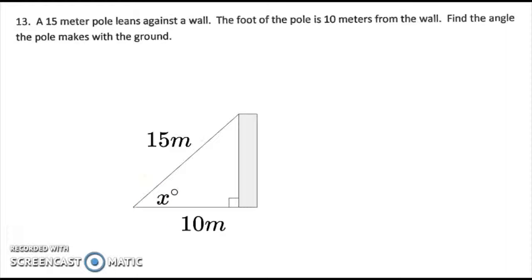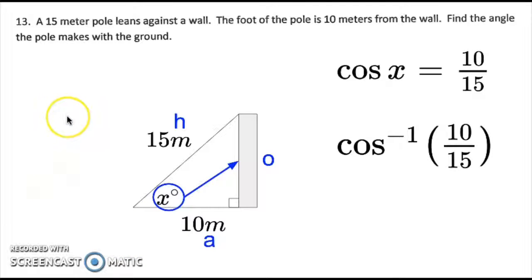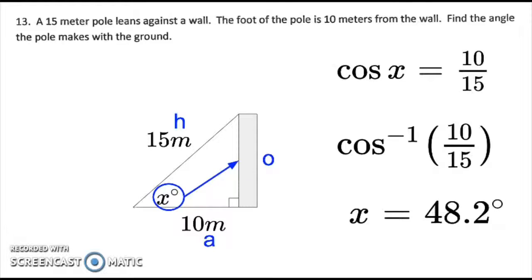So let's set up our sides. So circle that angle and draw the arrow across. This would be opposite. Across from the 90 is hypotenuse. And the 10 would be A, adjacent. So looking at what we're given, 10 and 15, which is A and H, we will use cosine. So we're going to have cosine of X equals 10 over 15. So we do second cosine in the calculator, and we'll get 48.2 degrees, just rounded to the nearest tenth. And that is number 13.